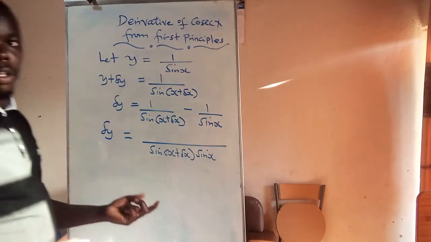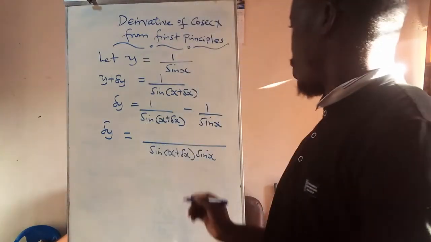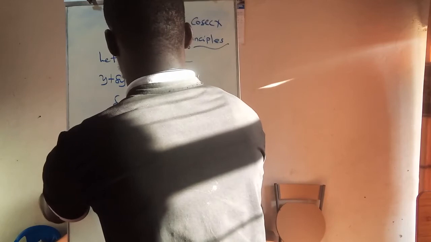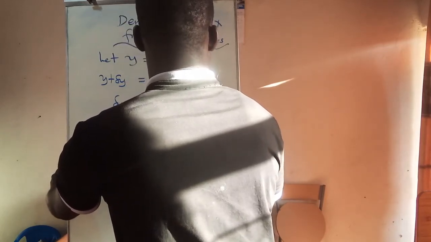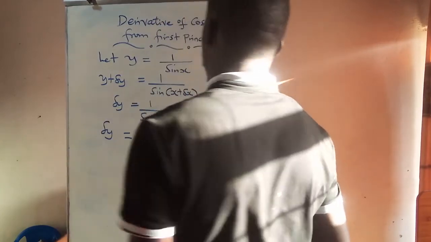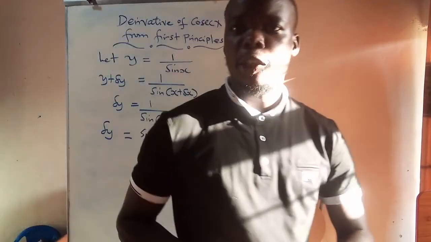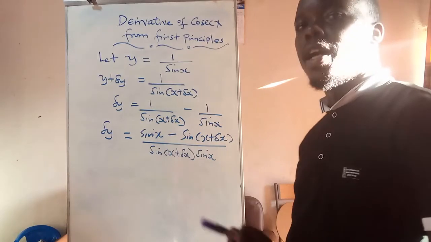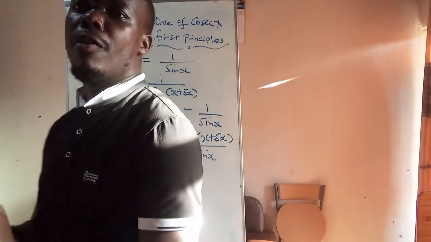And from this level, now I can simply have the numerator as sine x minus sine of x plus delta x. There we are. Now when you look at the numerator again, you realize we have sine of a given angle minus sine of another angle. So that takes us back to the factor formula.